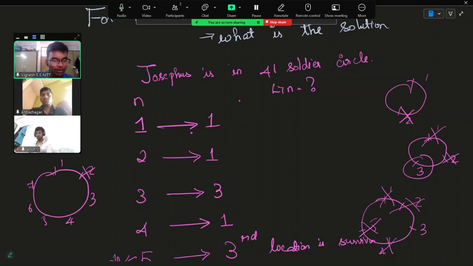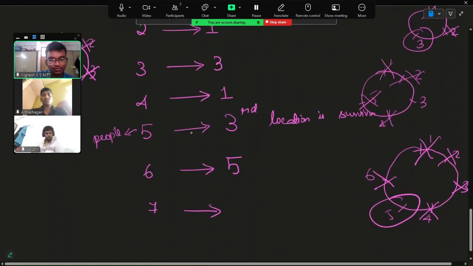So 1 will kill 2, 3 will kill 4, 5 will kill 6, and then 7 will kill 1. So 1 is also gone. So 3 has another sword. So 3 will kill 5, 7 will kill 3. So 7 is a survivor. So for 7, 7 is a survivor.